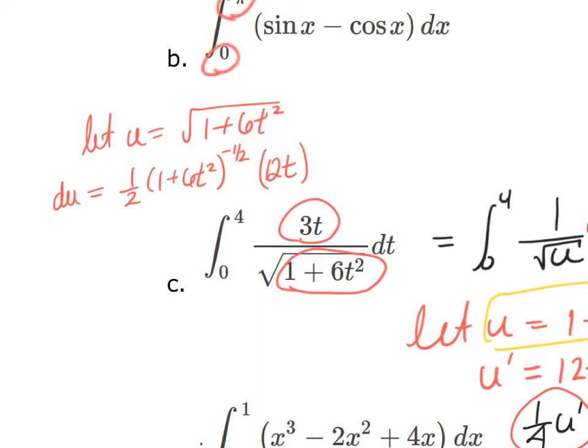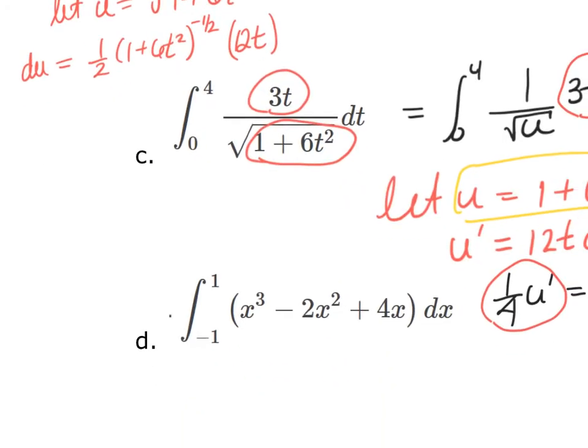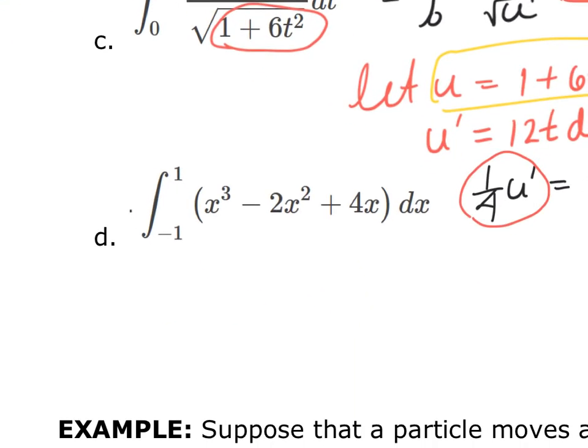Okay. It is a little messy. U substitution is a little messy. What about D? How would I do D?